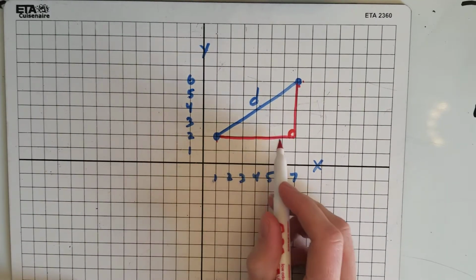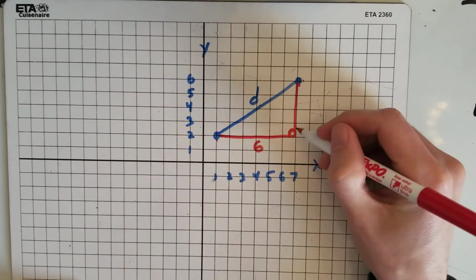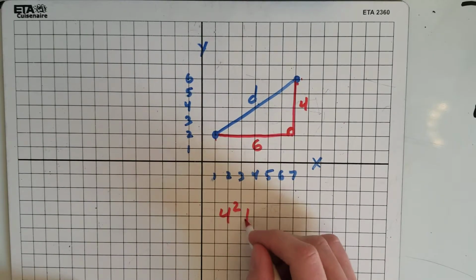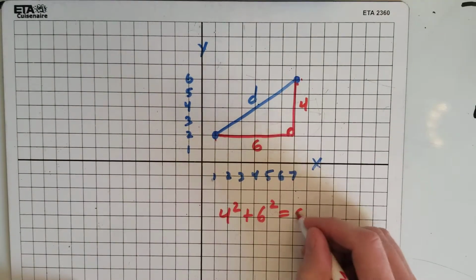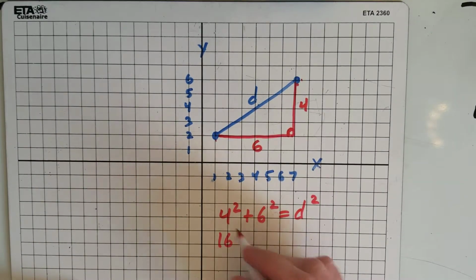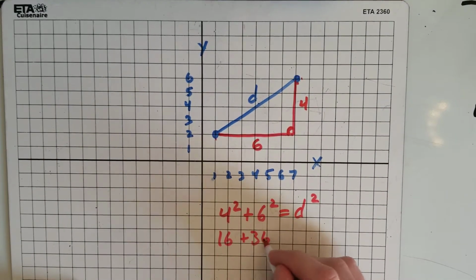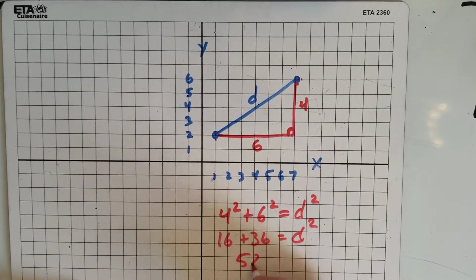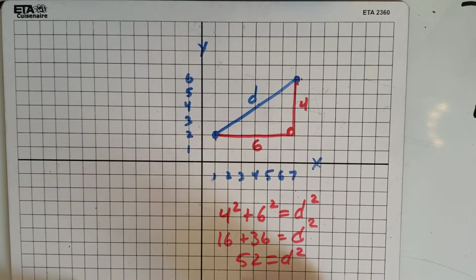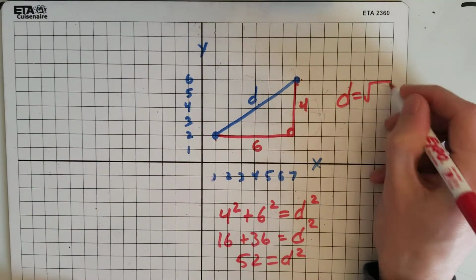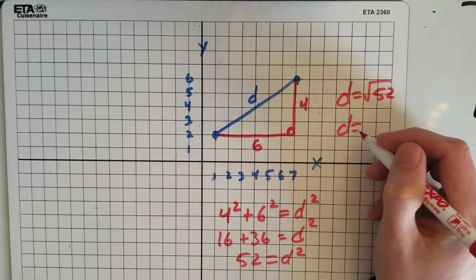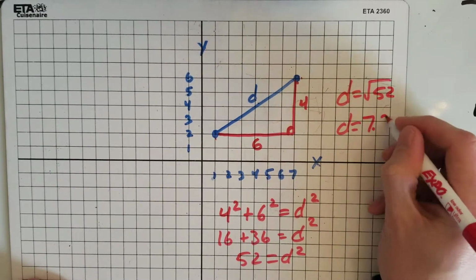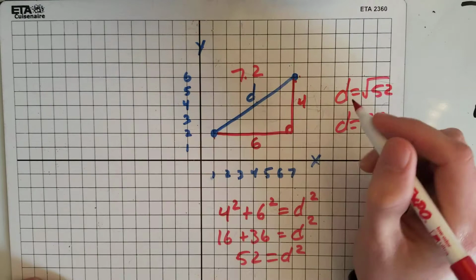We're 1, 2, 3, 4, 5, 6 units here, and we're 1, 2, 3, 4 units going up. So if we want to find the distance, we would do 4 squared plus 6 squared equals, in this case, d squared. 4 squared is 16, 6 squared is 36, so d squared would be 16 plus 36, which is 52. So d squared is 52, which means d is the square root of 52. When we round the square root of 52 to the nearest tenth, we should get 7.2. So this distance here is 7.2.